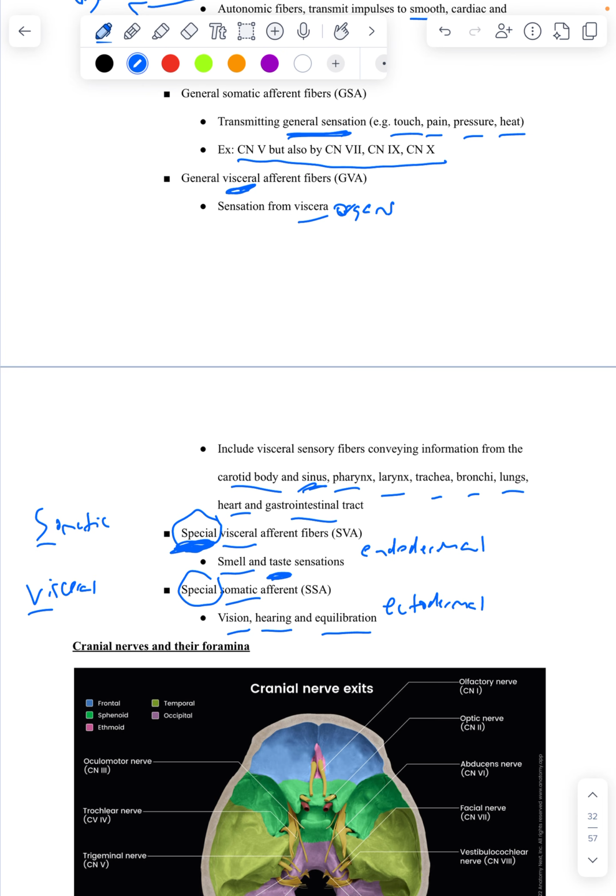S comes before V, so the stuff that is higher up is S or somatic. So your eyes, your ears, so vision and then hearing and equilibration. Eyes and ears are higher than your nose and mouth. So eyes and ears, kind of nice because they're both E as well, are somatic. So these are your E's, eyes, ears, somatic. And visceral is going to be your nose and mouth. But these are all special sensory, so special afferent. The only difference is if they're somatic or visceral.